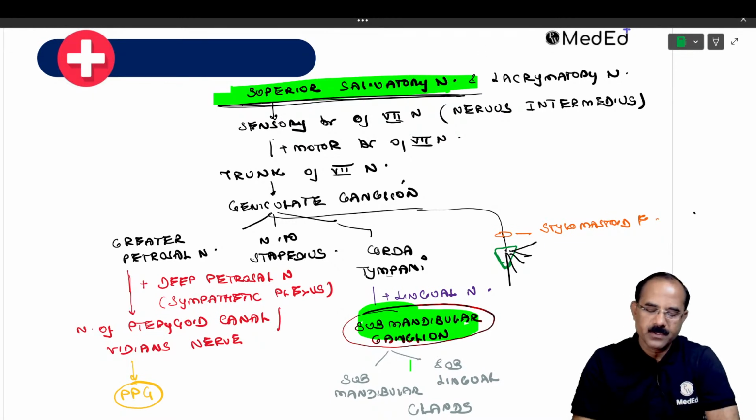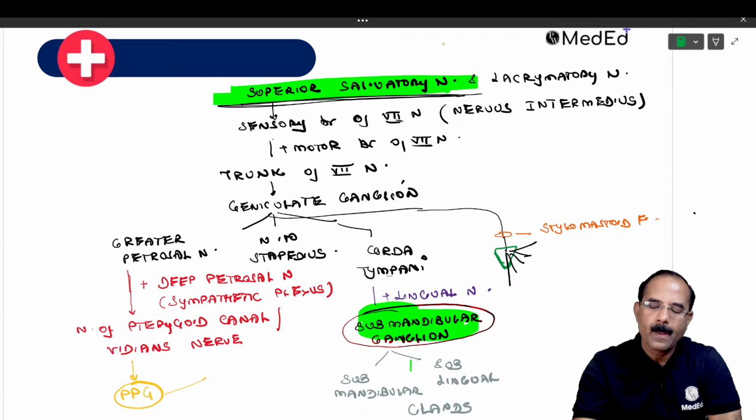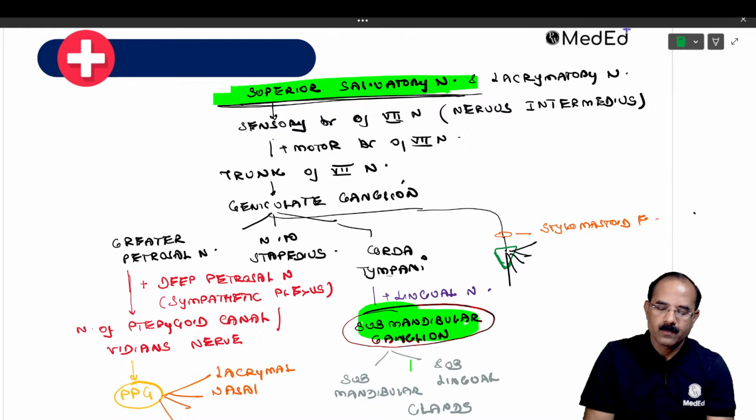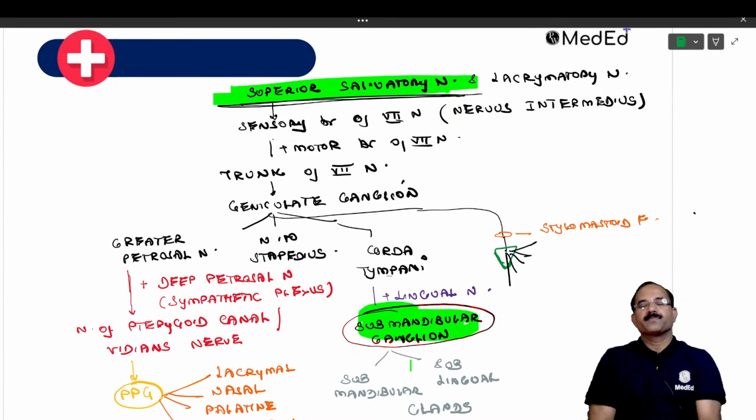अब जो फाइबर्स बनेंगे, this will supply what? Lacrimal, nasal, palatine and pharyngeal gland.